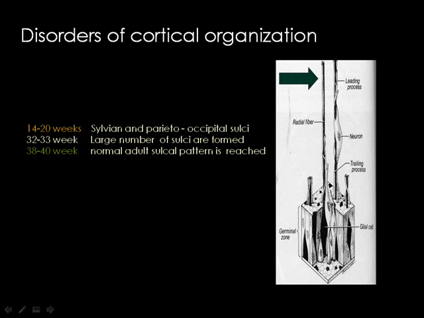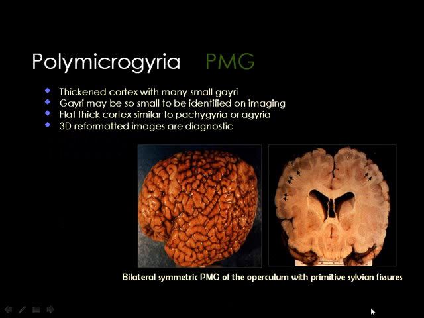Then you came to the last station, which is the station of organization. And here, after proliferation, then migration, then organization, the neurons already reached the final destination, and there are two main pathologies. The first one is polymicrogyria, and the second one is known as lissencephaly.